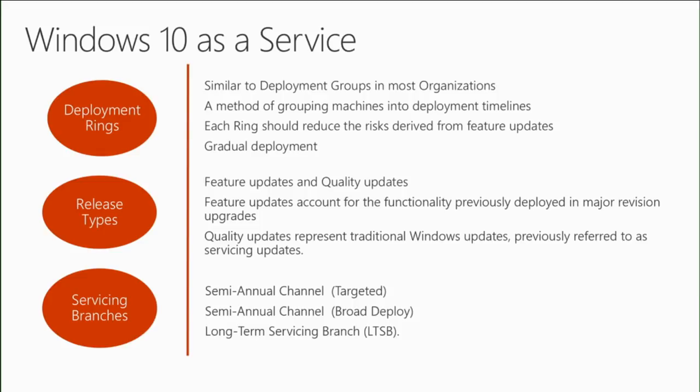And then you'll have your broader group, which is just called the semi-annual channel, before current branch for business. So after a while, each release, each semi-annual channel gets approved for business. And then there's the LTSB, or long-term servicing branch, or long-term servicing channel, for those special machines.